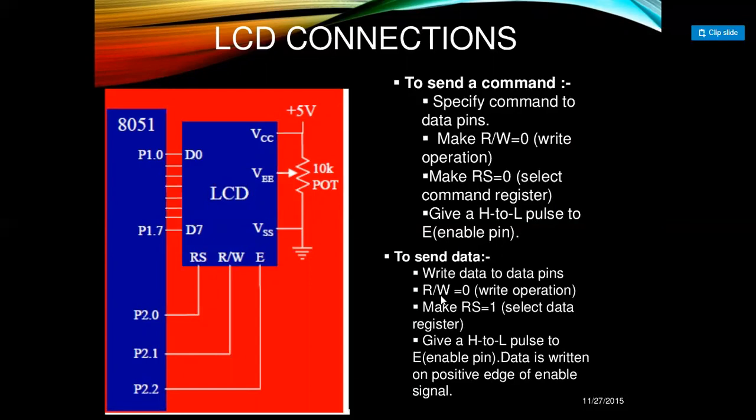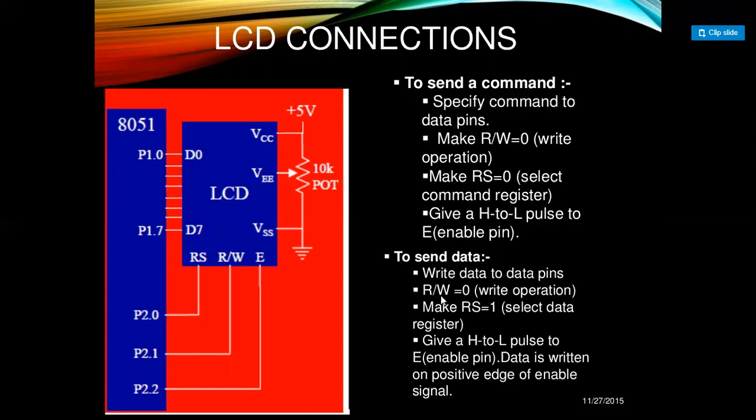Then port 2.0 is connected to RS, port 2.1 is connected to read/write, and port 2.2 is connected to enable. VCC is the 5 volt power supply, VEE has a 10 kilo ohm potentiometer, and VSS, the supply, is grounded.